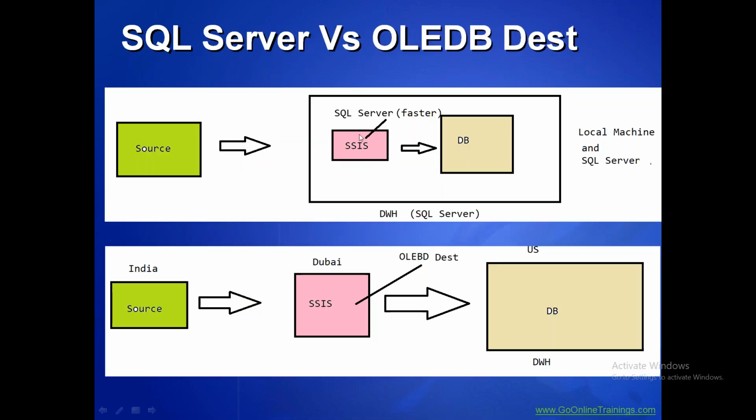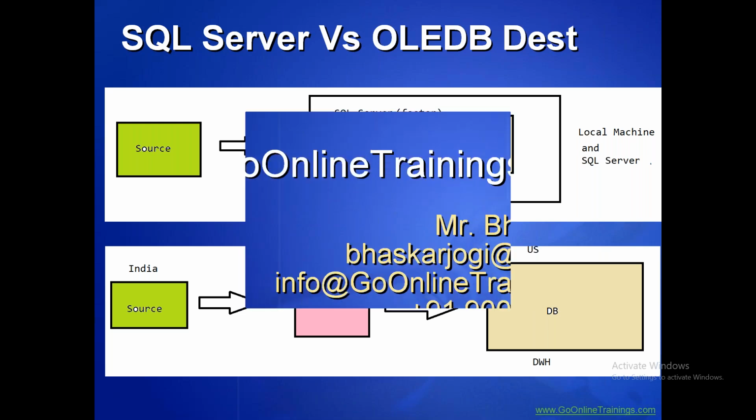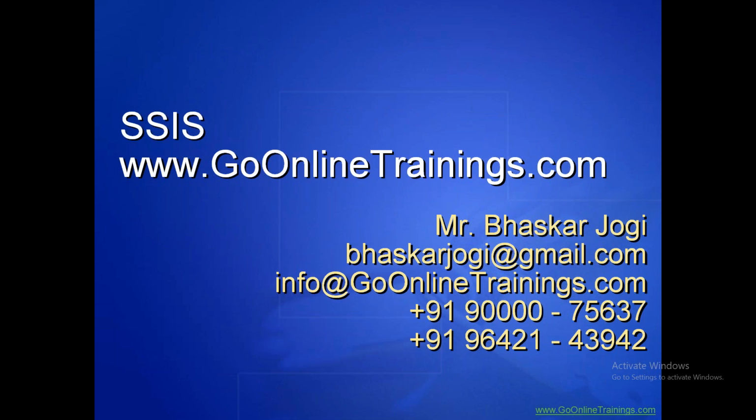So this is what I am explaining. SSIS and the database are available in a single machine, a local SQL Server machine with SQL Server installed. Otherwise, this is in Dubai and this is in the US, and this is the data warehousing machine, maybe SQL Server, maybe Oracle, but still SSIS is going to use OLEDB destination to dump the data to this destination. These are the two things that you should understand clearly.